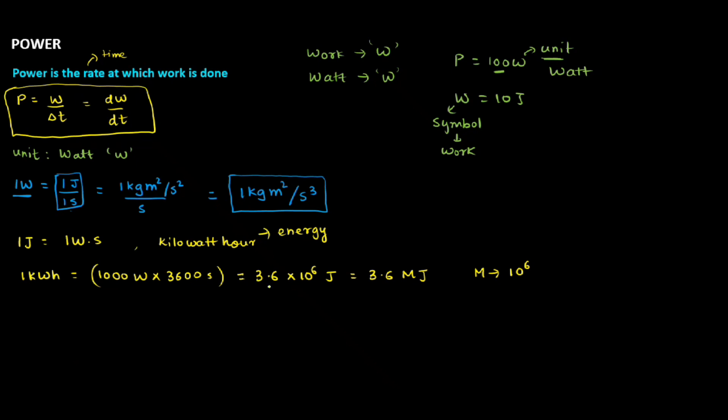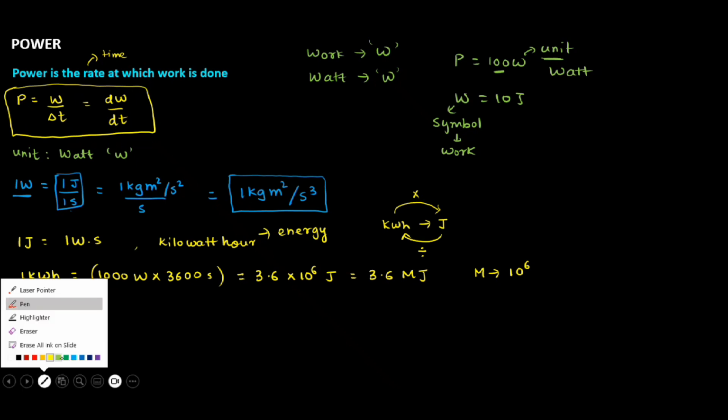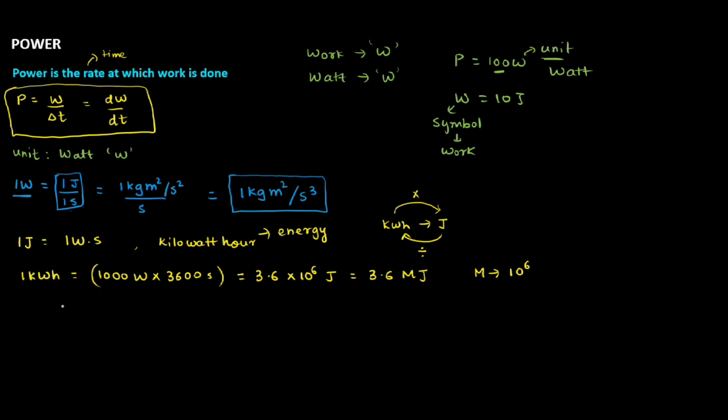So in exam, they can ask you conversion from kilowatt hour to joule. And if you want to convert from kilowatt hour to joule, you multiply with this number 3.6 times 10 to the power 6. And if you want to do the opposite, if you want to go from joule to kilowatt hour, you will divide by the same number. Another popular unit of power is horsepower.